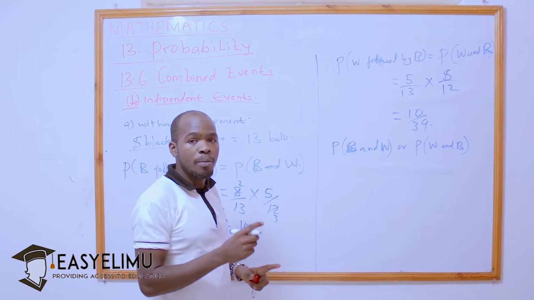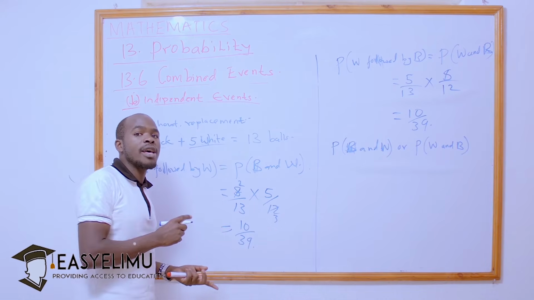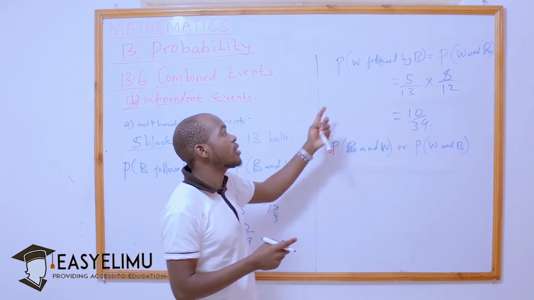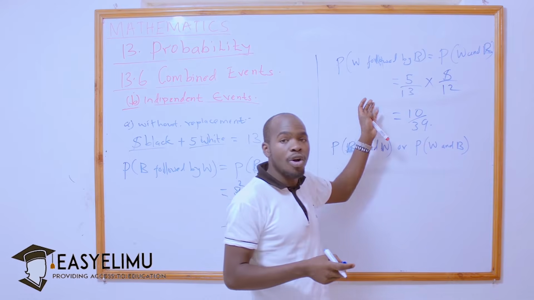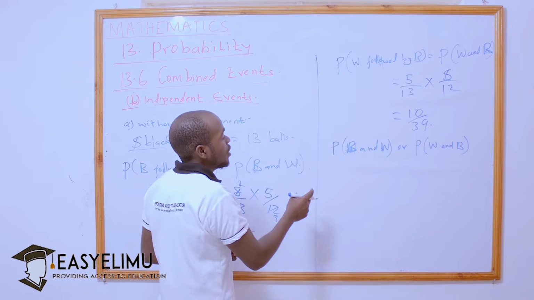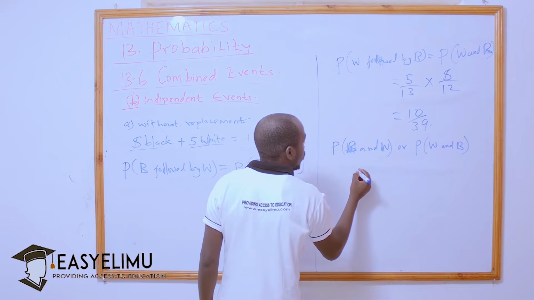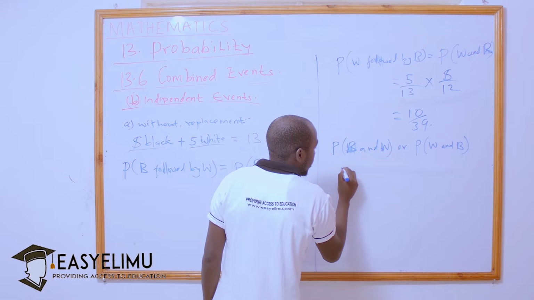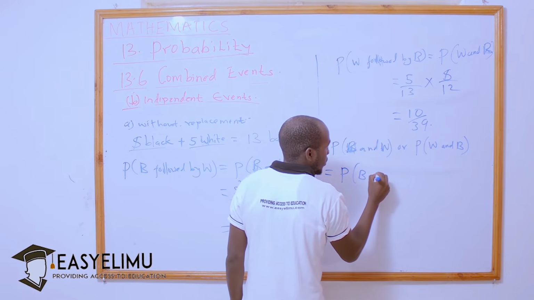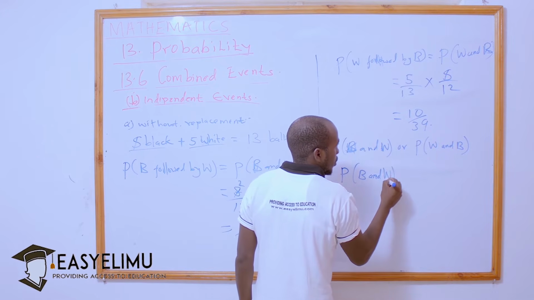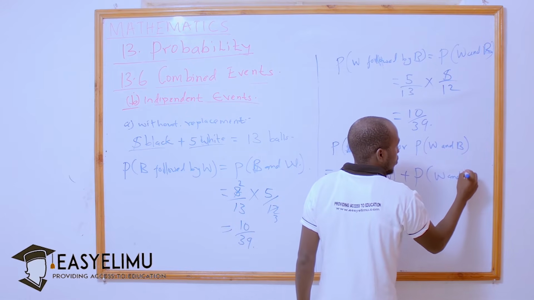So they are mutually exclusive: if one occurs, the other one will not occur. So if you use this one, that one will not occur, but if you use that one, this one will not occur. That means we are taking either this or the other one. So the probability is the same as the probability of black and white plus the probability of picking white and black.